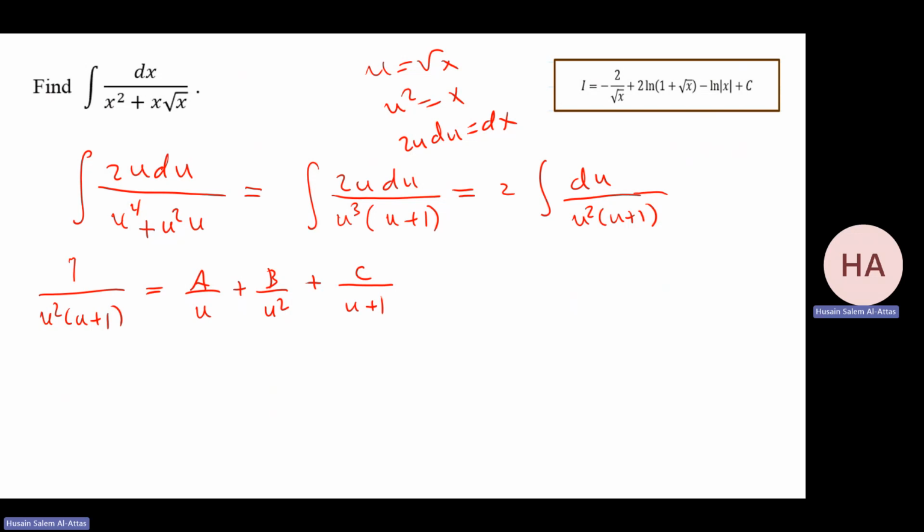Okay. I can do the cover-up for this and this. So if I take the 0, B equals 1. Or I can do it completely if you want. Let me do it like this. If I cover this and I divide by minus 1, I'm getting C equal 1, B equal 1. The remaining is A.